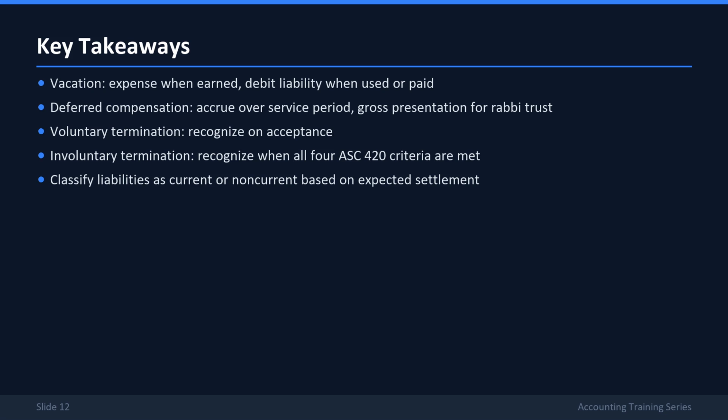Let us review the key takeaways from this section. Vacation expense is recognized as earned, and the liability is debited when the employee uses the time or receives a cash payout. Deferred compensation is accrued over the service period, and the rabbi trust asset and liability are presented gross with no offsetting. Voluntary termination benefits are recognized when the employee accepts the offer. Involuntary termination benefits are recognized under ASC 420 only when all four criteria are met. All compensation liabilities must be classified as current or non-current based on expected settlement dates.